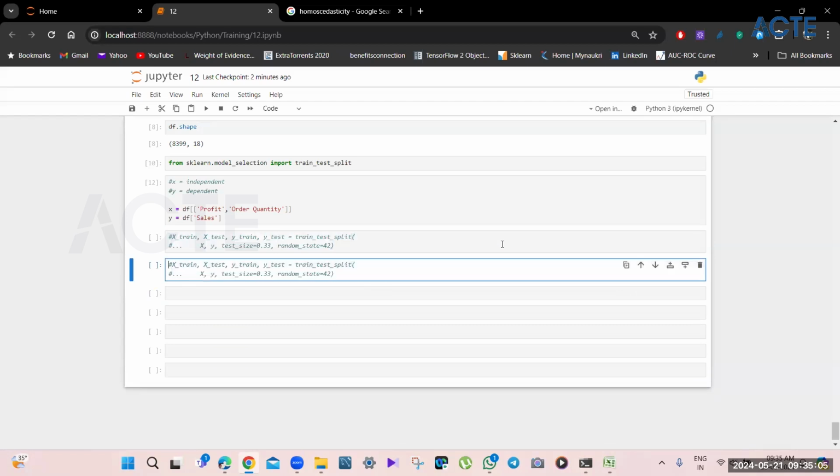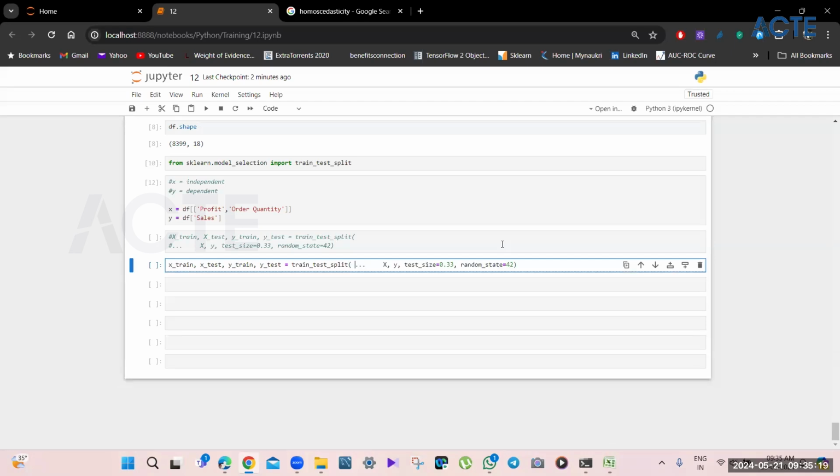Let's keep the older one intact. So these are the things that we have to write. So what is x train? One is x test, one is y train, one is y test is equal to train test split. And then within this formula, I have to pass two values, x and y.